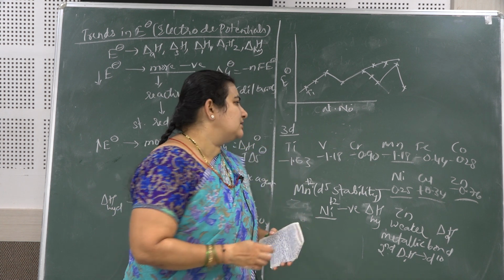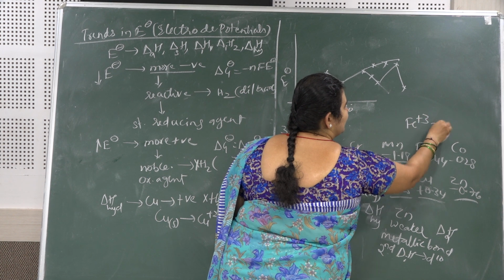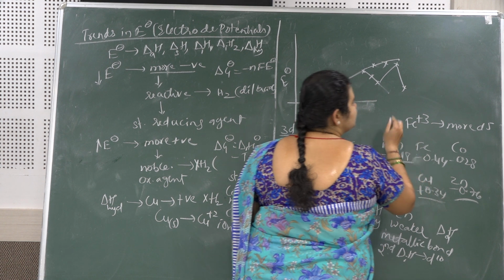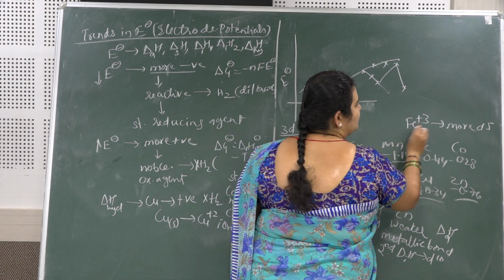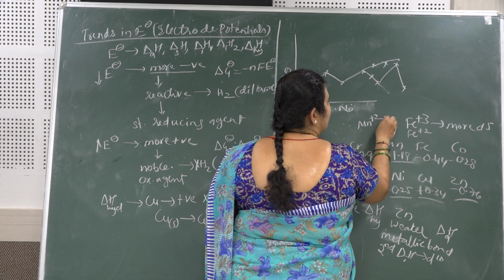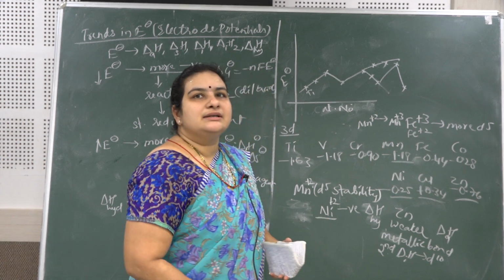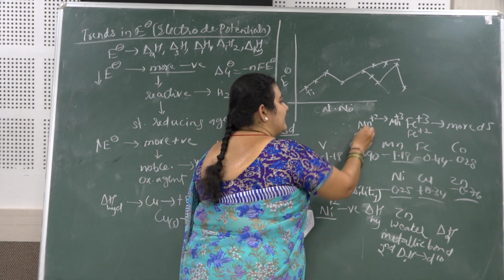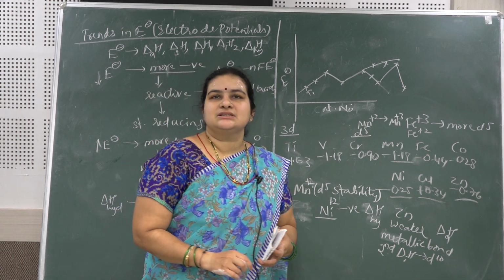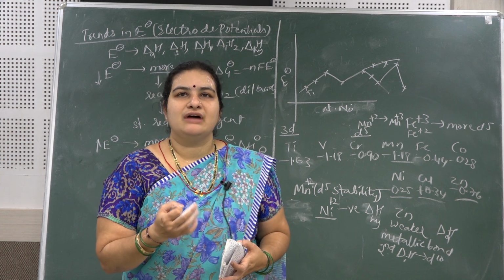Then in the conversion, Fe3+ is more stable because it has d5 configuration, so it is difficult to convert to Fe2+. Similarly, Mn2+ to Mn3+ is difficult to convert because of the d5 configuration of Mn in the series. In the next class I will discuss magnetic properties and I will solve one or two problems.